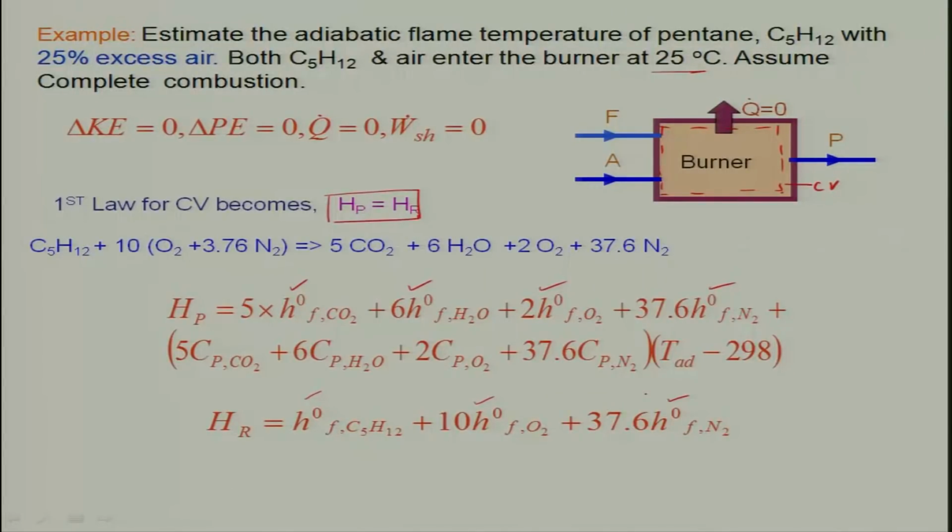Now the question arises, what Cp value will I be taking, because Cp is a function of temperature, yes or no? Cp is a function of temperature. What temperature should I take? Because I do not know the adiabatic temperature. If I knew the adiabatic temperature, then I could very happily use that.